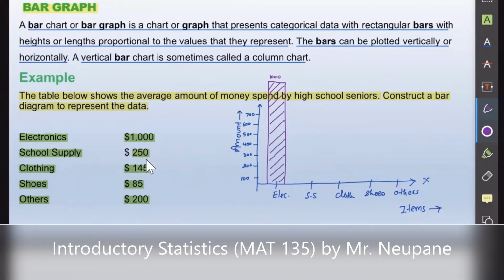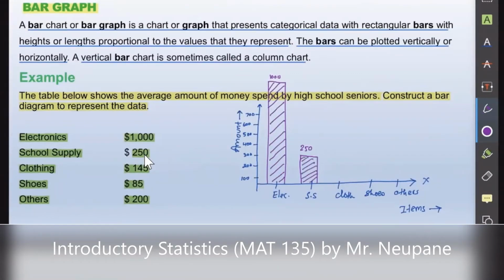Okay. School supply, how much is that? $250, right? I can easily fit that over here. So for school supply, you draw a bar over there. They are not connected now. You go up to $250 like that. So that is $250 for school supply.